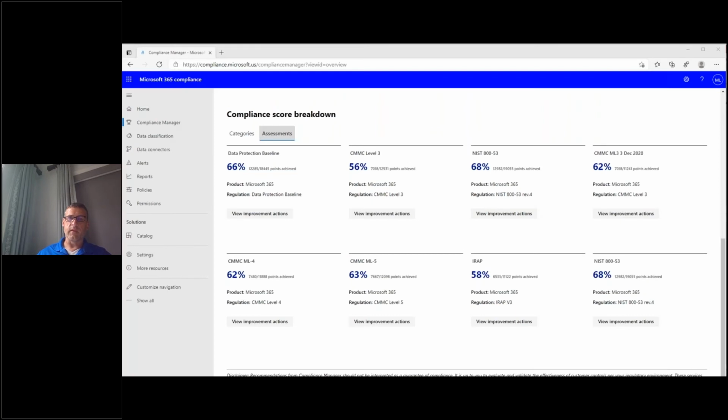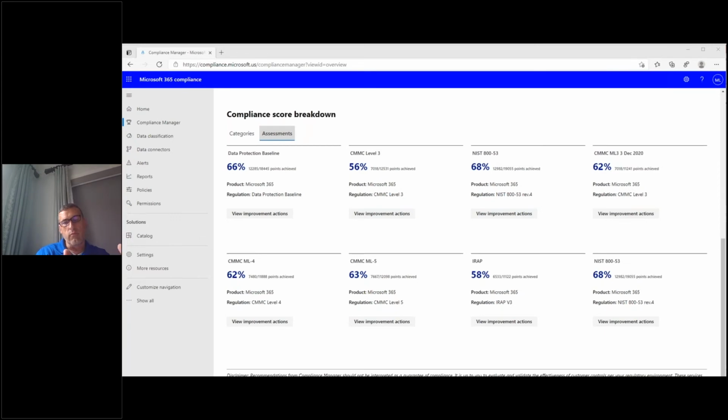All right, so here's that compliance scorecard you were talking about. Absolutely. This is probably one of the greatest tools within there for helping customers with compliance. You can come in and actually configure and choose the assessments you want to run. So if you're going after CMMC level 3, it tells you 56% here. Well, you can actually click on this view improvement actions.